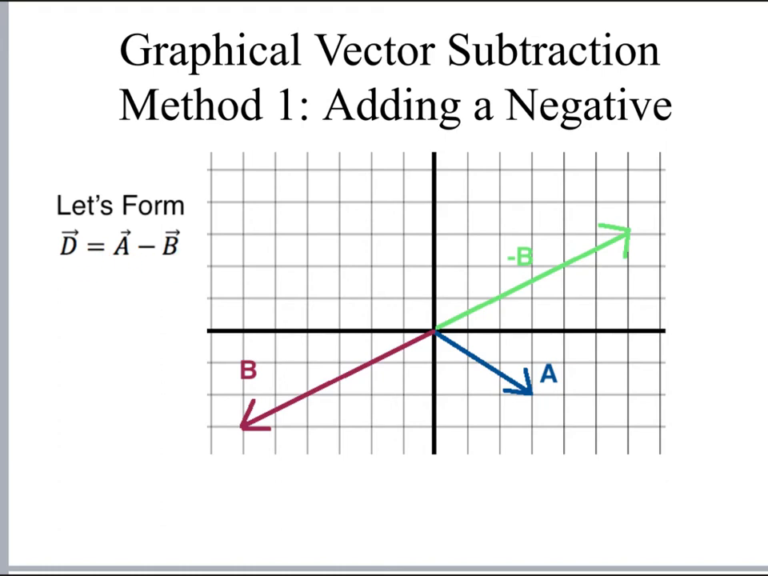So the first thing I want to do is flip b 180 degrees. So I'm going to keep them at the origin, but now I've flipped b 180 degrees. Why did I do that? Because I want to add negative b to a. And so by flipping it 180 degrees, I've formed negative b. And so now I simply need to add these 2 vectors together, a and negative b, and that'll give me my vector difference.